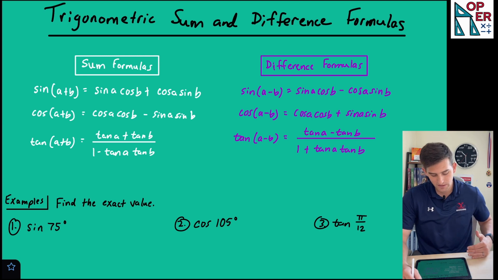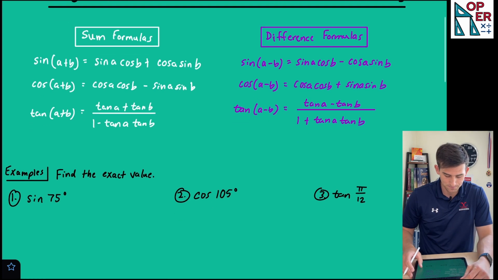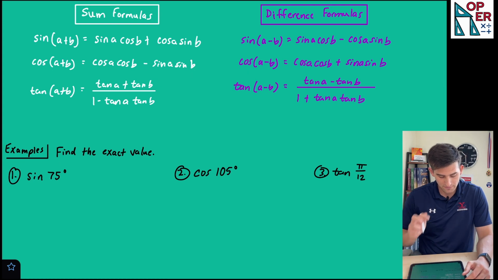As we're going through these 3 examples, I'll scroll back up and refer to the formula that we're going to be using so we can see where it's coming from and maybe help us to figure out which formula we should use, okay? So let's jump into our examples. For example number 1, we have sine of 75.